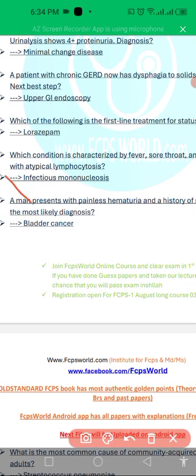Another one is a male patient presenting with painless hematuria, bleeding in the urine. The most likely diagnosis is bladder carcinoma, because this patient has bleeding in the urine, and that is indicative of bladder carcinoma.